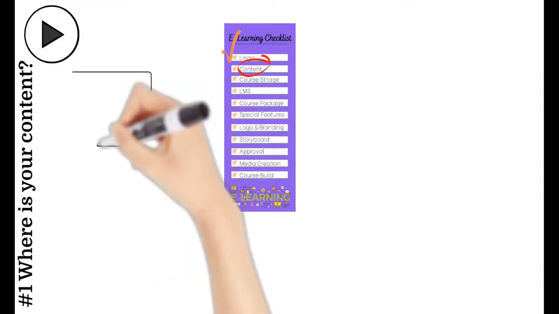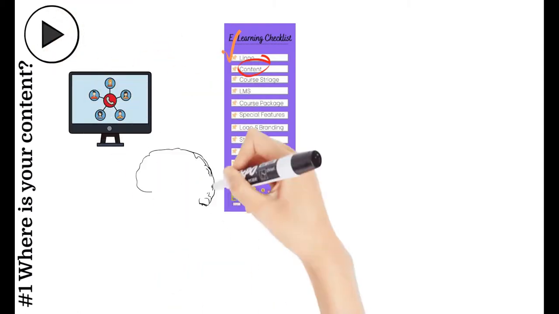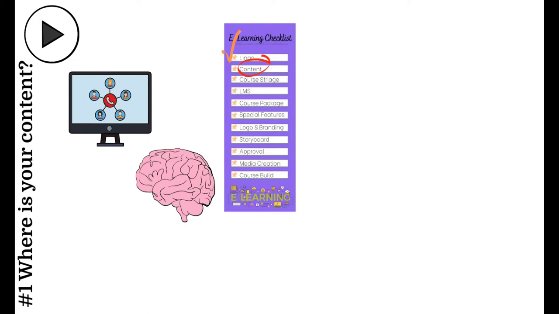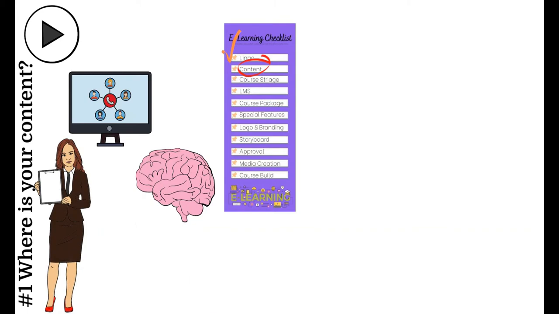Number 1, where's your content? Is it a collection of videos? Is it sprinkled through your digital documents? Is it in your head? You need to know what content you want to produce and where it's at before you even think about creating a course. If it's disorganized or in your head, an ID can help you sort this out, as long as you have a basic outline.